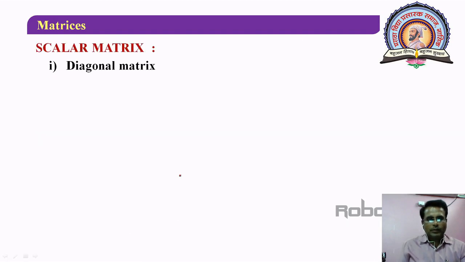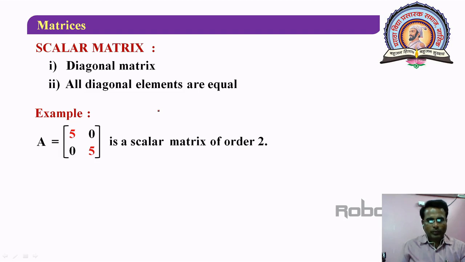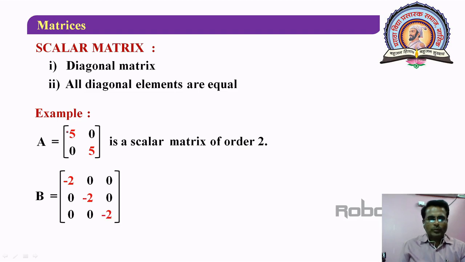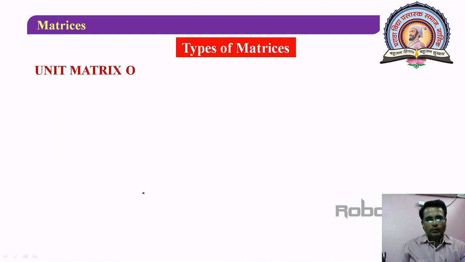Then scalar matrix. It is a special type of diagonal matrix in which all diagonal entries are equal. With the example, we get it clear. Suppose we consider 5 0 0 5. We know that it is a scalar matrix of order 2. Then similarly, we can consider a matrix minus 2 0 0, 0 minus 2 0, 0 0 minus 2. We will observe that it is a diagonal matrix and all the 3 diagonal entries are equal here. So, therefore, it is a scalar matrix of order 3. This way you can consider a scalar matrix. And the next type is unit matrix or identity matrix.